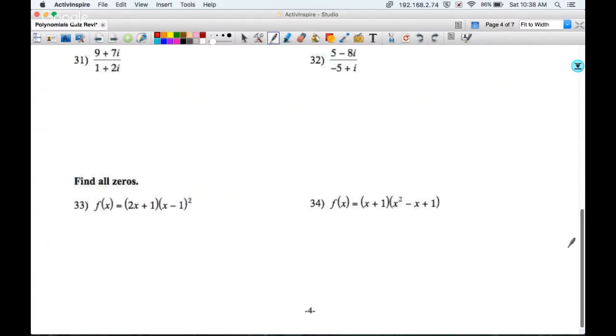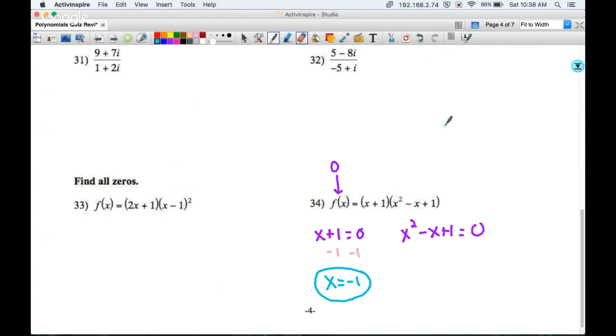Find all zeros. Let's do 34. 34 looks kind of maybe on the more tricky side. To find zeros, we're going to set this equal to 0, then the zero product property to break it out into x plus 1 equals 0, and x squared minus x plus 1 equals 0. Minus 1, we get x equals negative 1. That one was easy.